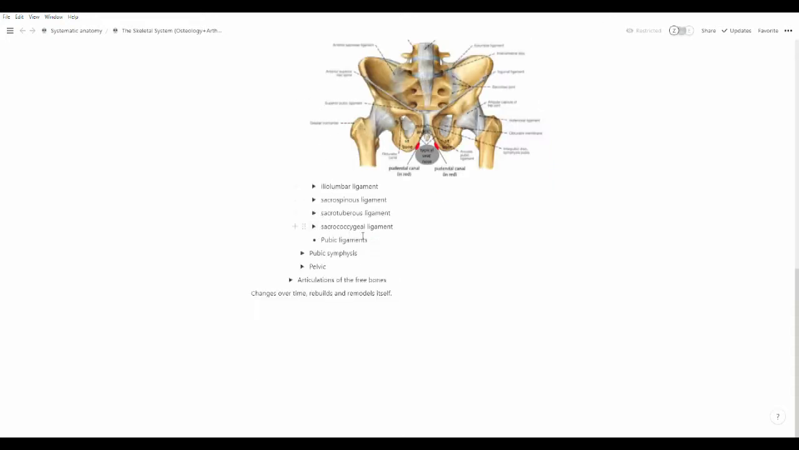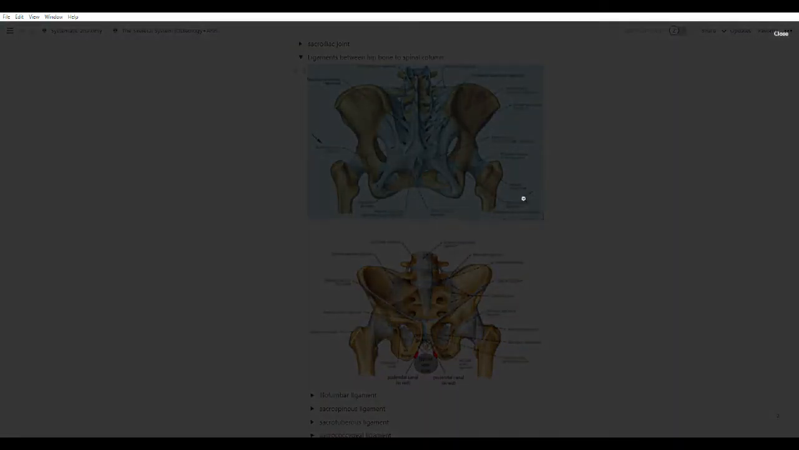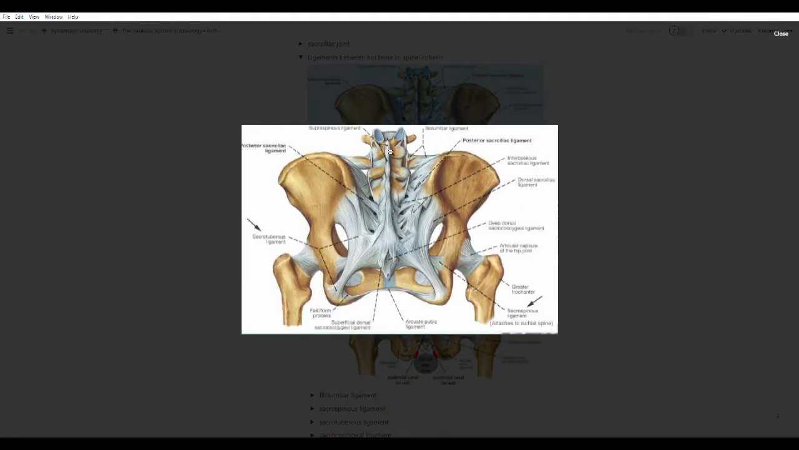Next up, we have the sacrococcygeal ligament. If you have a look in here, there are ligaments around the sacrum. Here's the sacrum. This is a view from the back, so this is a posterior view. Here's the sacrum, and under it is the coccyx. So we have here the deep dorsal sacrococcygeal ligament, and I could guess that if there is a deep dorsal, there's a superficial dorsal sacrococcygeal ligament. Very correct here. The deep is the one inside, the superficial is the one outside.